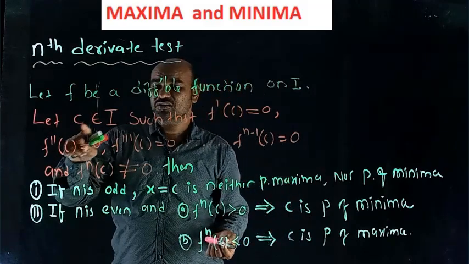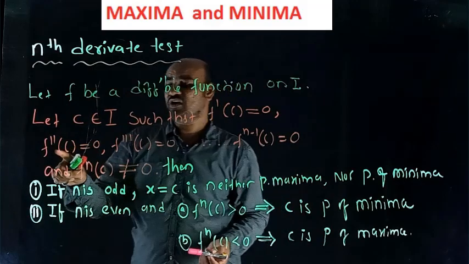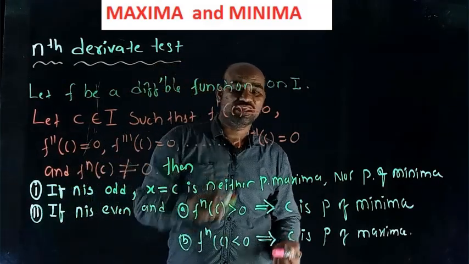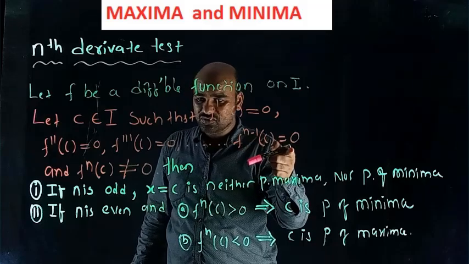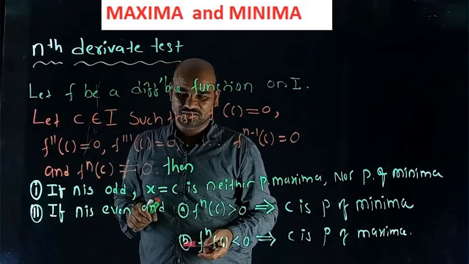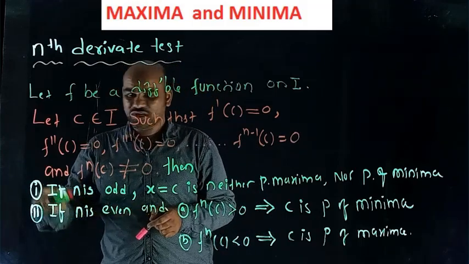Let c belong to I such that f dash of c equal to 0, f double dash of c equal to 0, f triple dash of c equal to 0, and so on up to the (n minus 1)th derivative of c also 0, but the nth derivative of c is not equal to 0. Then we want to decide what c is. Here two cases will arise.